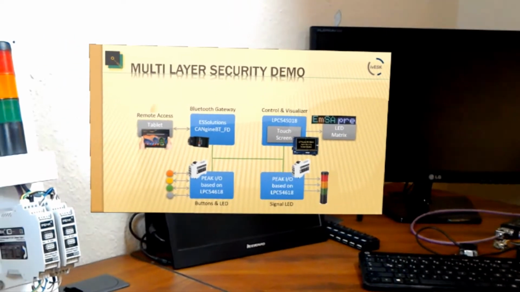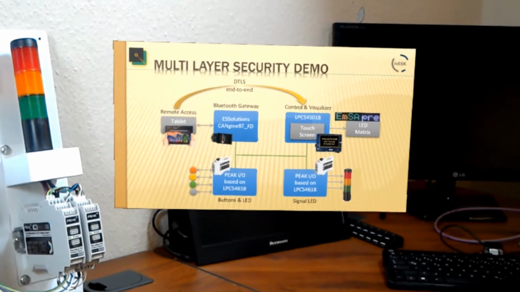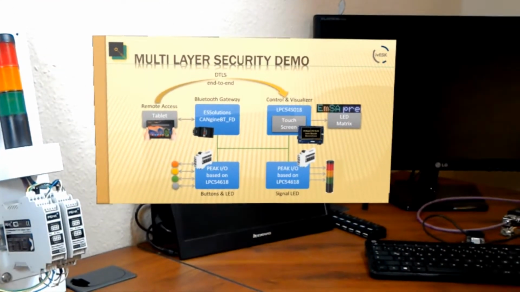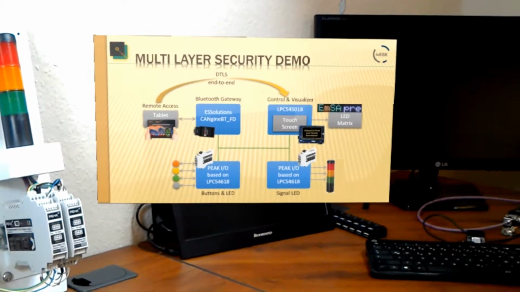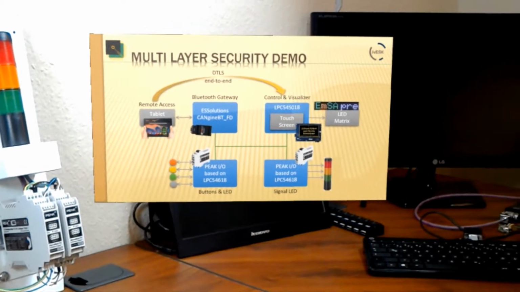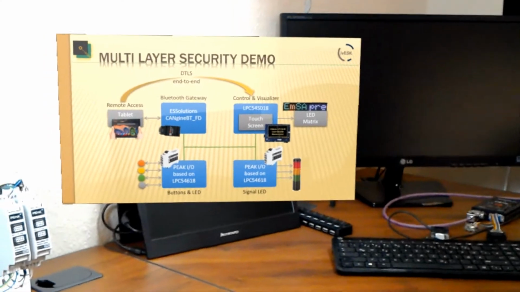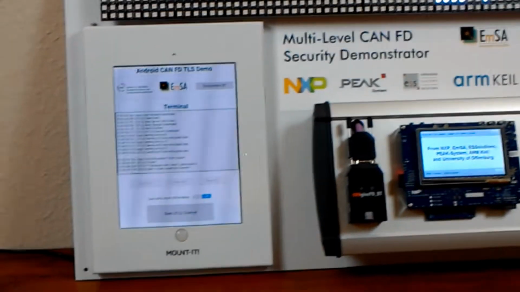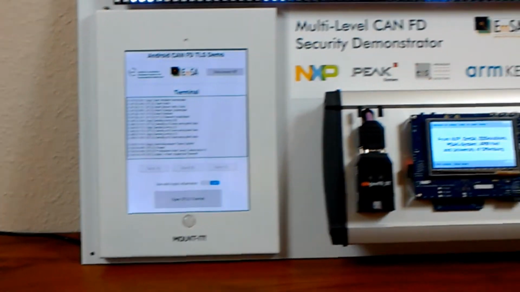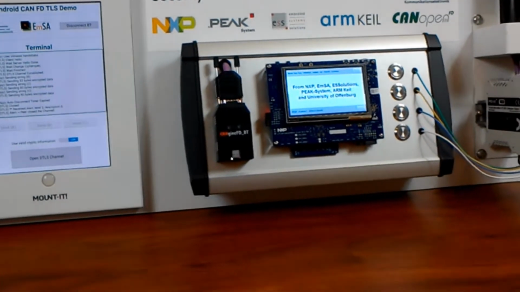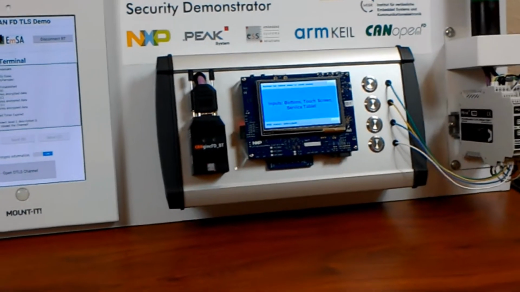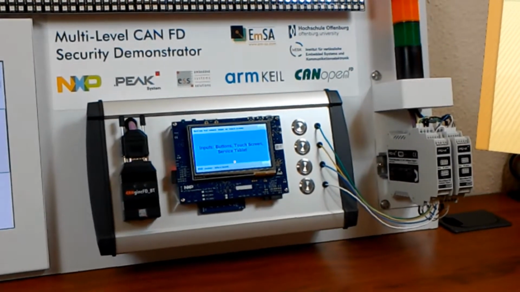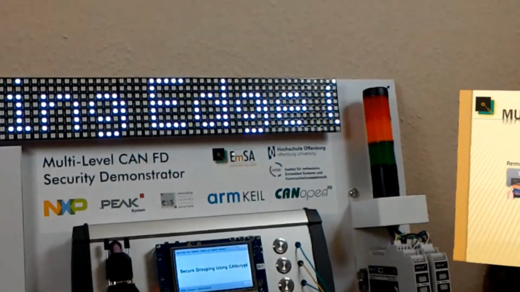And the goal of this demo is to show that we can do remote access, end-to-end security using DTLS and transfer texts encrypted and authenticated to the text display. So the texts will come here from the tablet via Bluetooth to the CANopen Bluetooth gateway, and then via CANopen tunneling to the controller unit and the display up here.